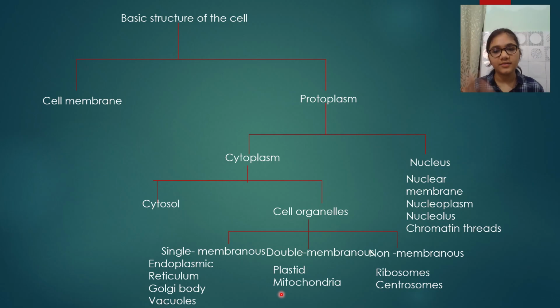Now come to the nucleus. The nucleus contains the nuclear membrane, nuclear plasm, nucleolus, and the chromatin thread. So this is the basic structure of the cell.